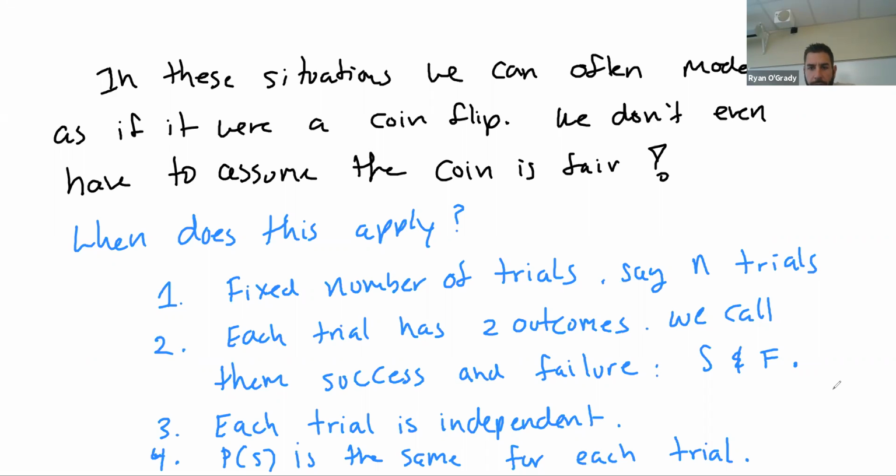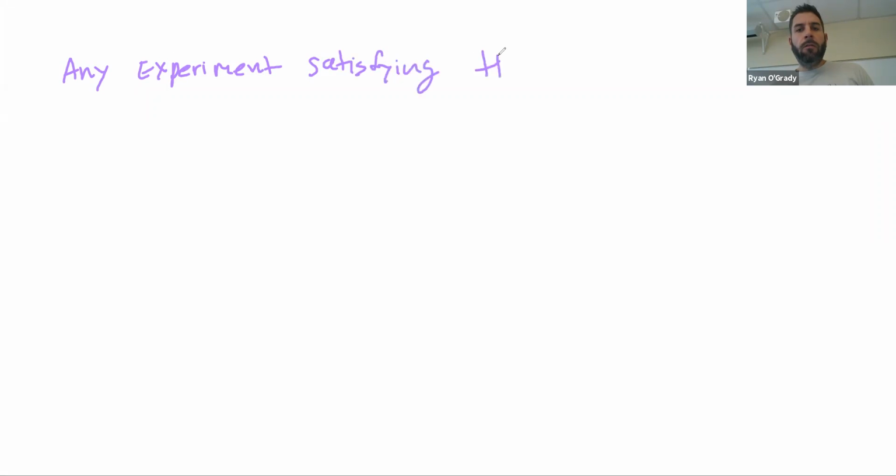Okay, so all the stuff that we've talked about to this point, believe it or not, is now going to allow us to determine the distribution for this experiment. So anything satisfying the above 4, any experiment or real world situation satisfying the above, is called a binomial experiment. Bi for 2, binomial experiment.